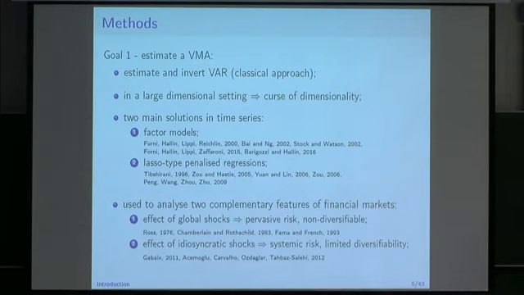And the other way is, well, I have a linear regression, because a VAR is a linear regression of one variable on its own past and all the past of all the others, and I can use some sort of penalized regression approach.